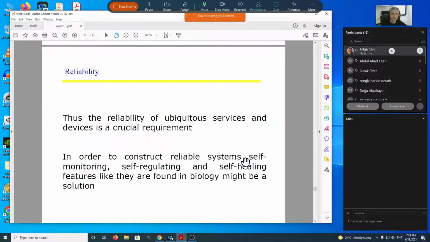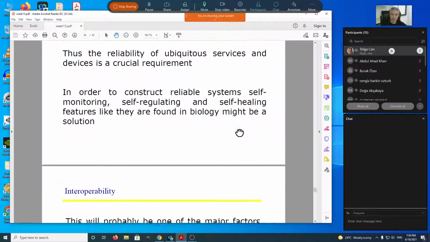These systems, for example, if you have those sensors that are lying around, they have to self-monitor themselves, whether they're off or on. If there's something wrong in their hardware or in their software, they need to be able to monitor this. They have to regulate themselves automatically. And they should have some self-healing features, like in biology. This will help the reliability of those computing devices that are embedded in the environment.